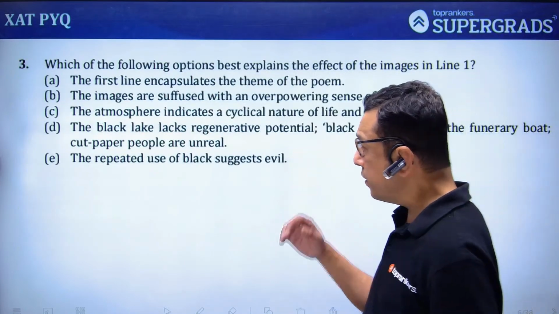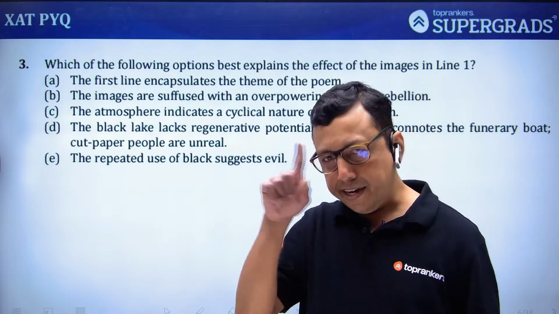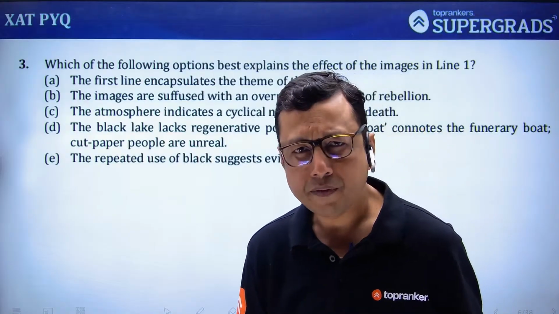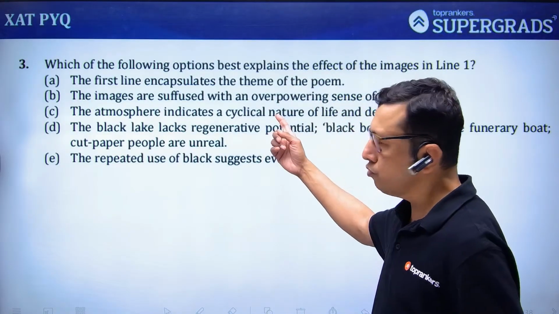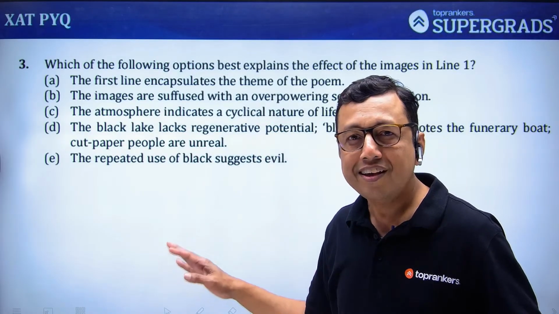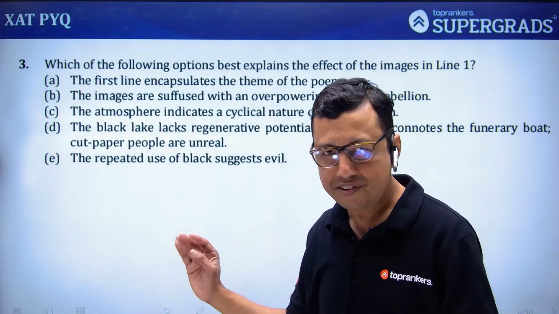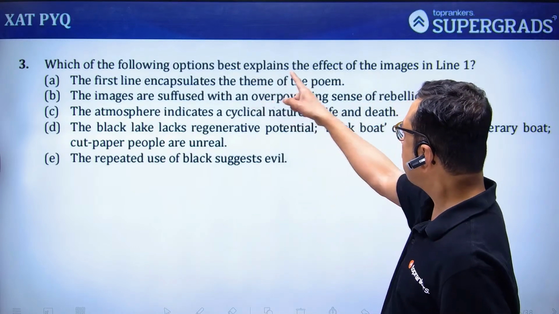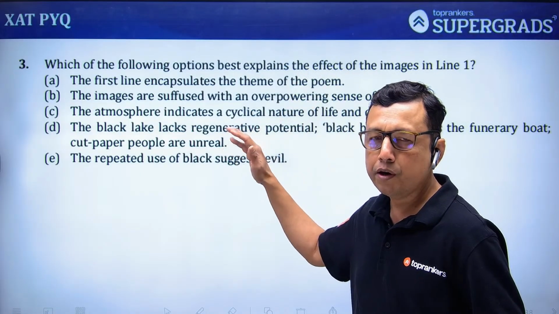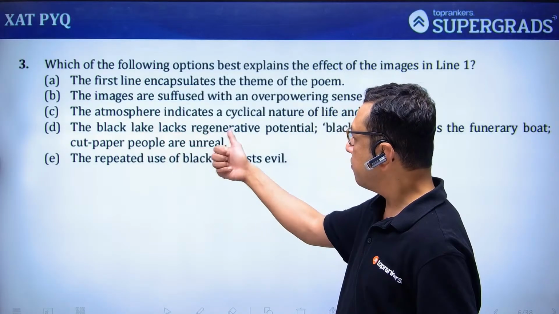ठीक है. Third पढ़ते हैं. The atmosphere indicates a cyclical nature of life and death. Cyclical nature मतलब लाइफ शुरू होती है फिर डेथ होती है फिर डेथ के बाद लाइफ आती है. ऐसी तो कोई बात नहीं हो रही है उसमें. There is no such indication. So this is also very easily eliminated. So what you can see is all the options are easy to eliminate if you pay some attention to the poem and to the options. That's about it. Best explains the effect of the images in the line. So these three cannot explain the effect. There is no symbolic representation for these. D. The black lake lacks regenerative potential.